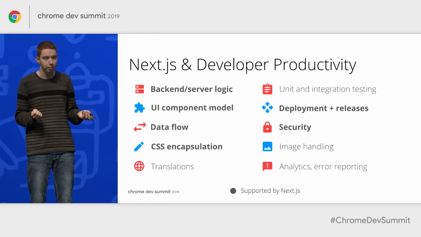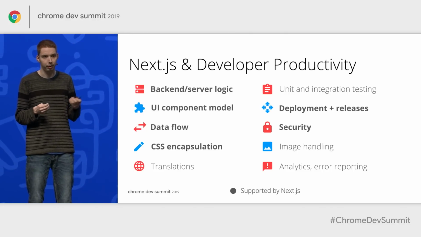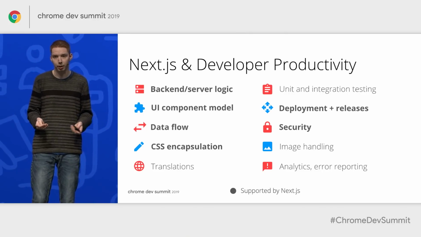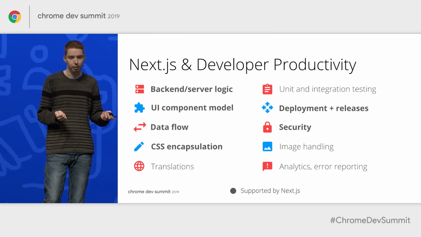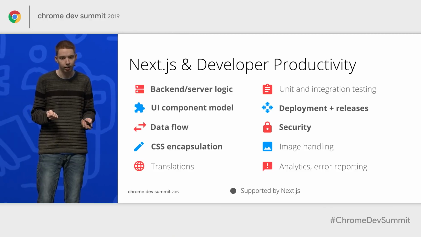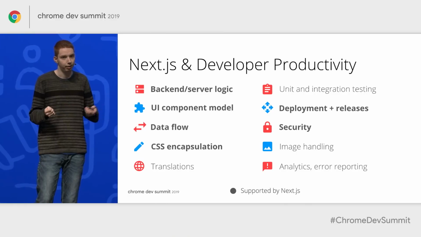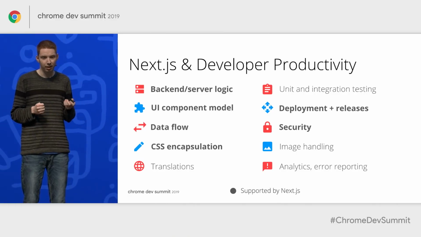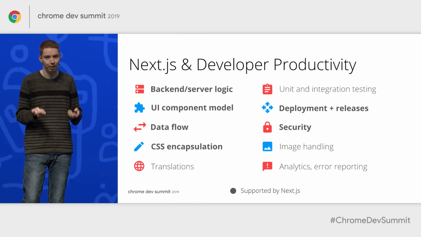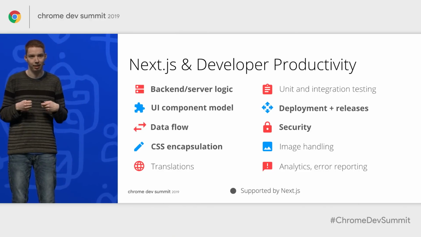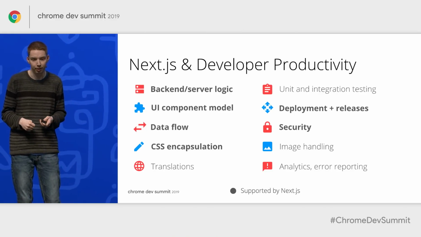Then there is the UI component model. Next obviously uses React, as we said. And it helps you just write React components and not worry about all the other things. Then there is data flow. And data flow means data fetching, but also, for example, how you get data into your app. Then there is CSS encapsulation, which means how you write CSS in a way that you don't have to go back and rewrite everything later on, as you get encapsulation per component, for example.